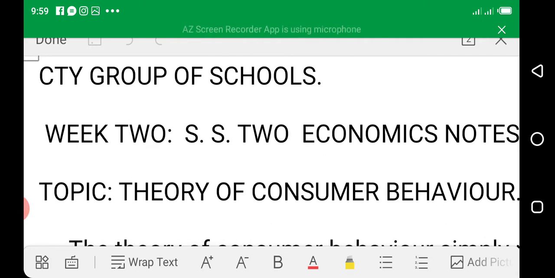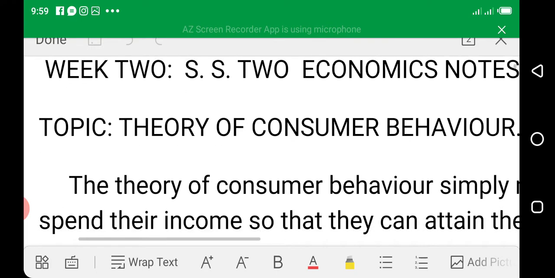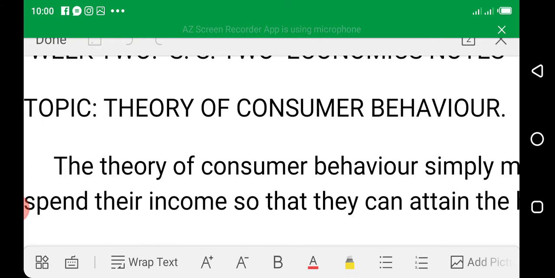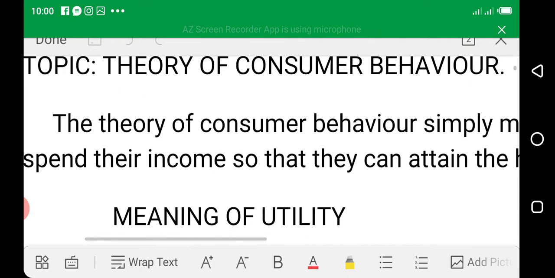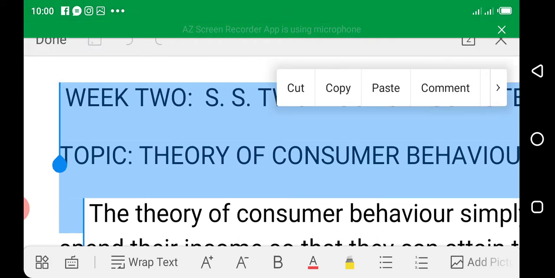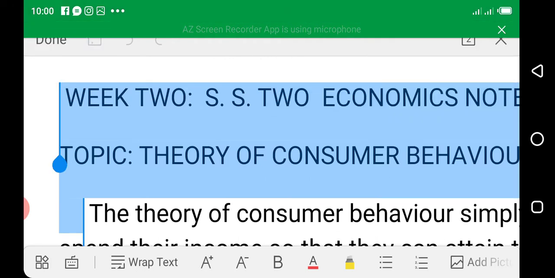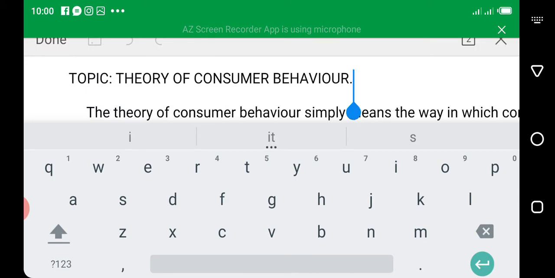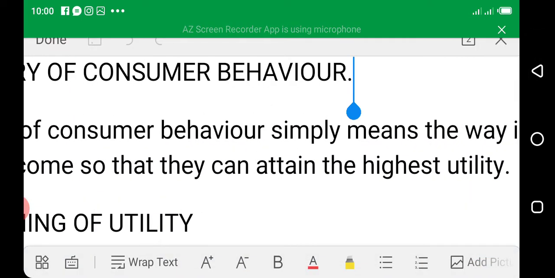I want to present SS2 Economics Note Week 2, and the topic is the theory of consumer behavior. Who is a consumer? A consumer is an individual or organization that bought a particular product for personal use.